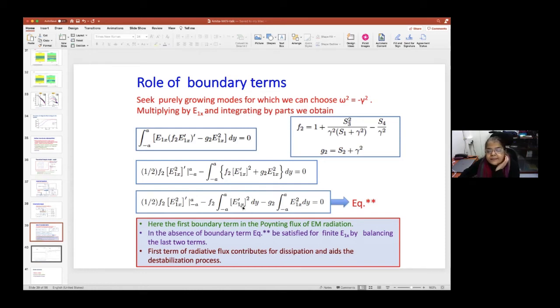So this E1x prime, where prime means y derivative, need not be very high. So you don't need short scale structures to balance this particular term. With the help of this, one can have structures which are long scale, and the contribution from here can be smaller. And this indeed happens.